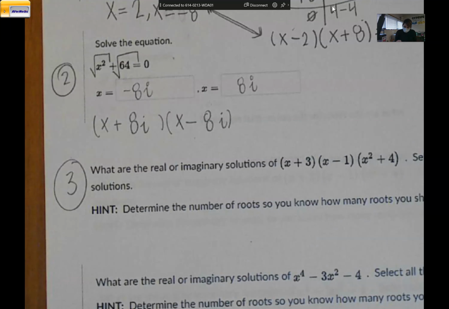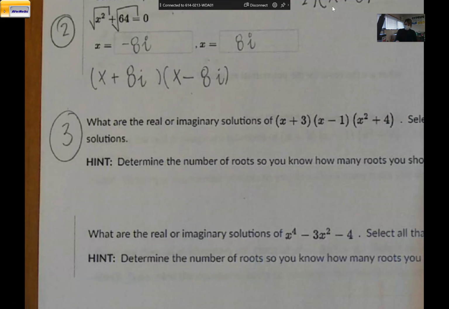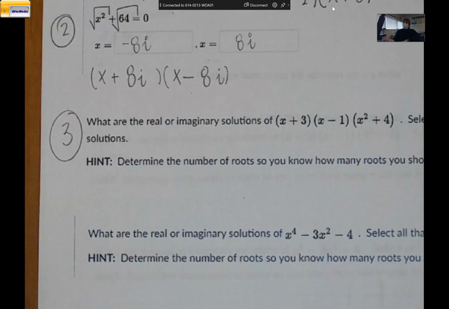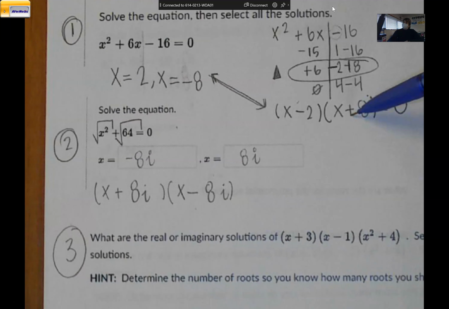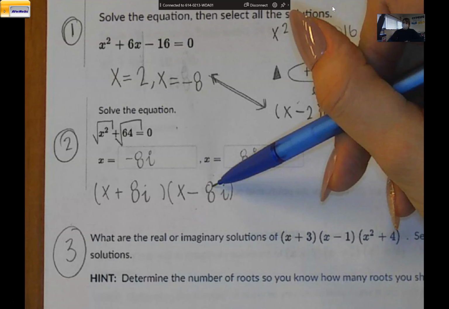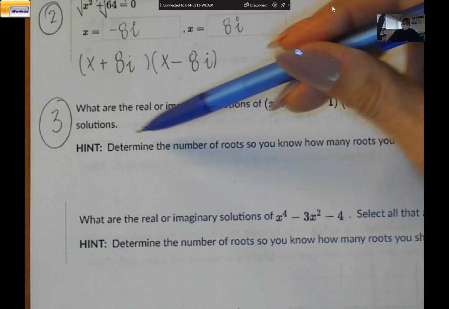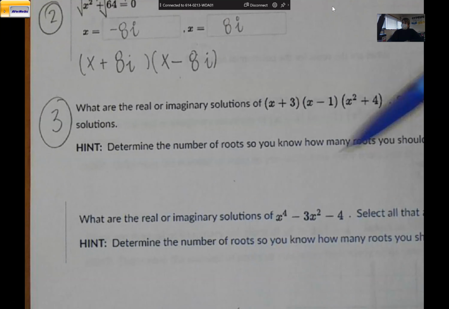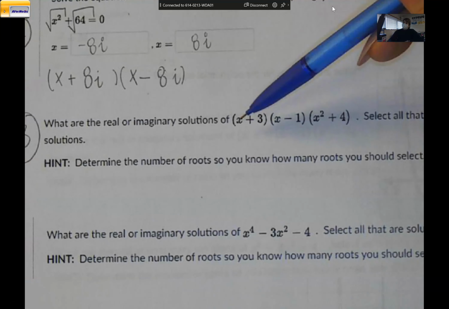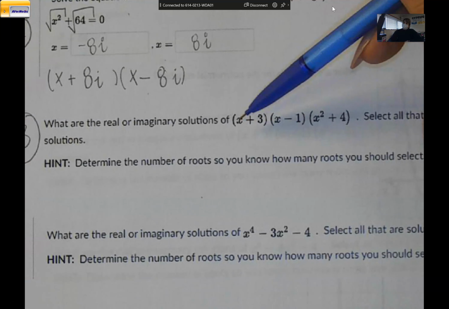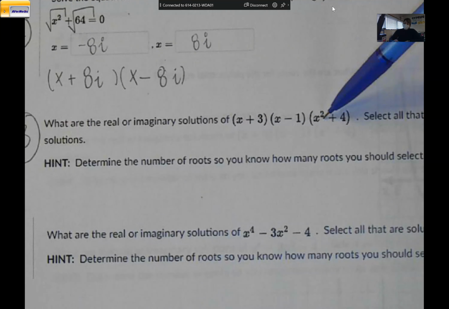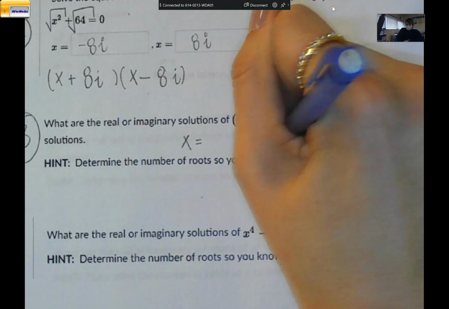Okay, what are the real or imaginary solutions of this factored form? Well, this is one of our easier ones because we can skip this step where we have to factor it out and just go straight to the solving. The hint underneath says, determine the number of roots so you know how many roots you should select. So that's when we counted up how many x's we have. So we have 1 here, 1 here, and 2 here. So by the time we're done, we are going to have 4 solutions.